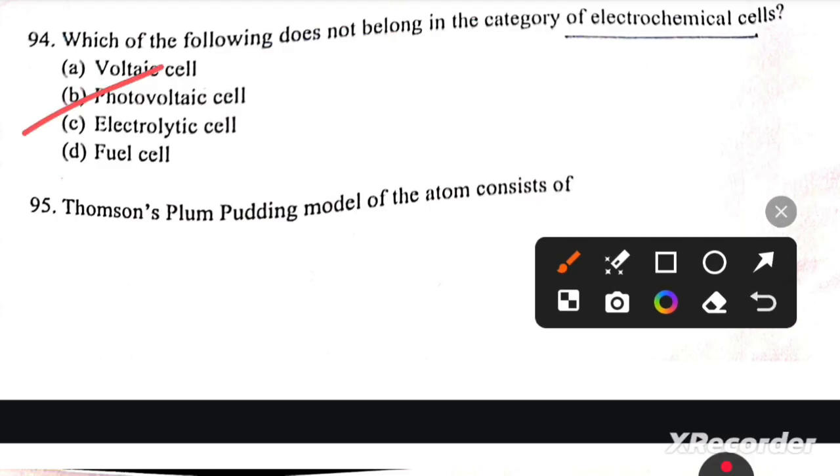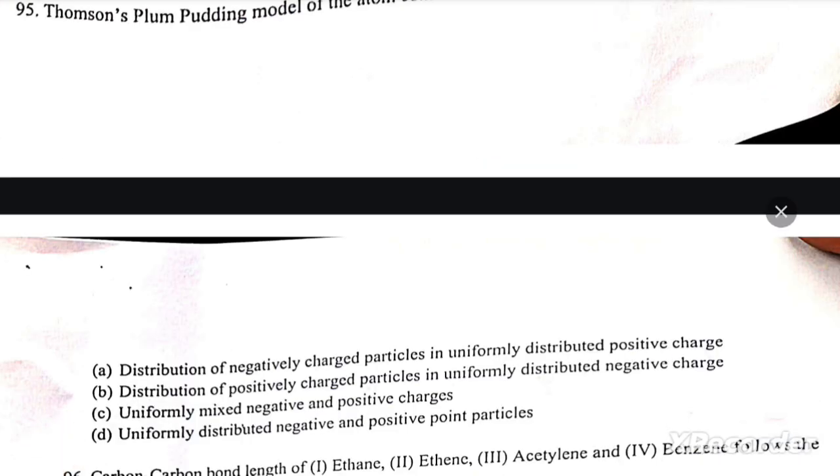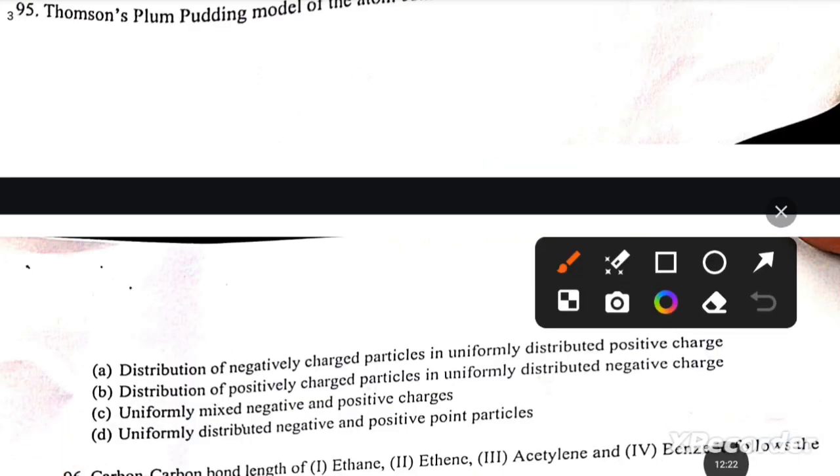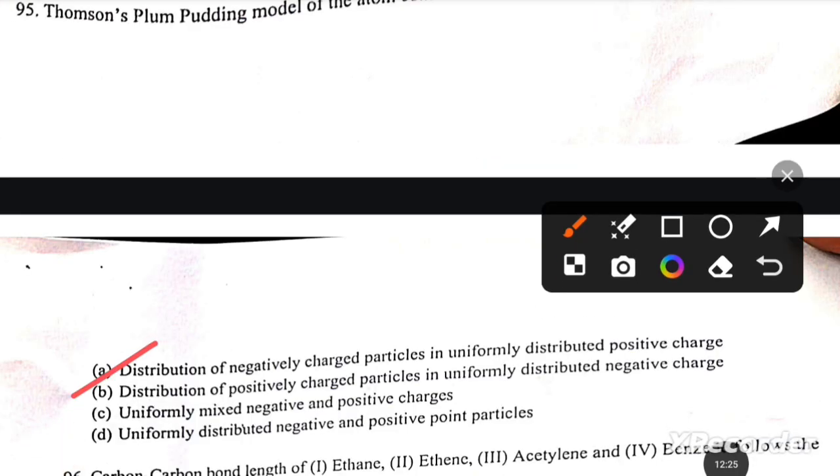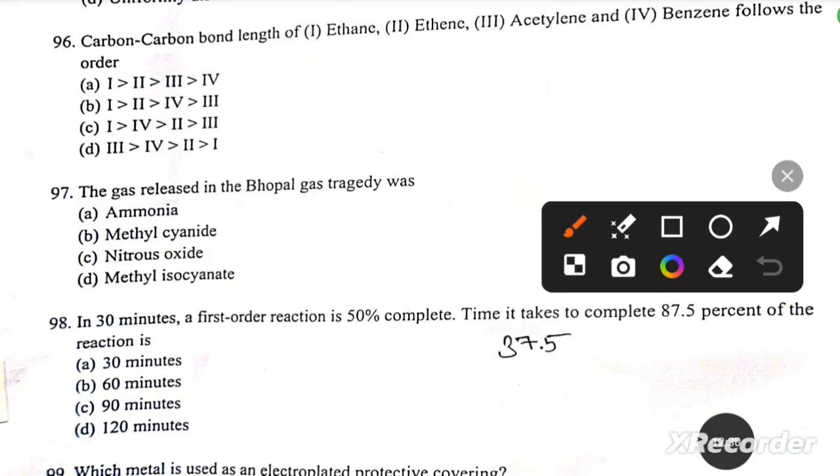Then Thomson's plum pudding model of atom consists of distributions of negatively charged particles in uniformly distributed positive charge. Question number 96. Carbon bond length of ethane, ethene, acetylene and benzene follows the order. The answer is your C. The gas released in the Bhopal gas tragedy was. The answer is your option D, methyl isocyanate.